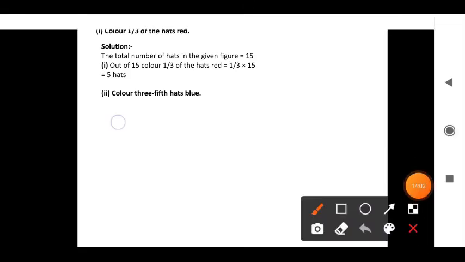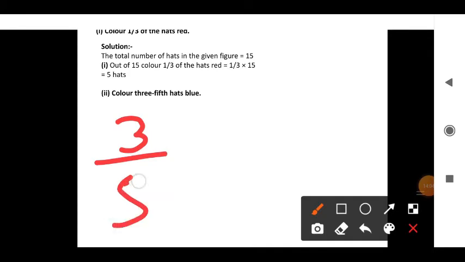Now color 3/5 of the hats blue. So 3/5 of the hats means now you can only do this. See, 3/5 multiplied with what? What do you have to multiply? The total number of hats. See here, how many parts do you have to color? 3/5 part you have to color with blue.